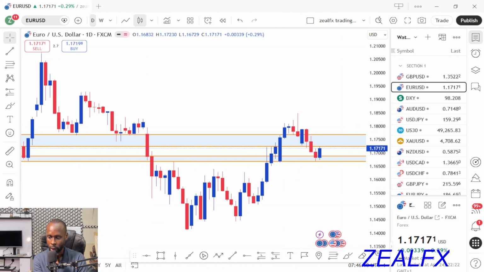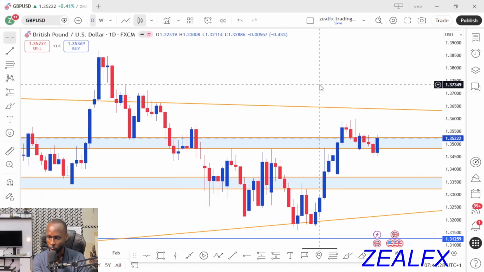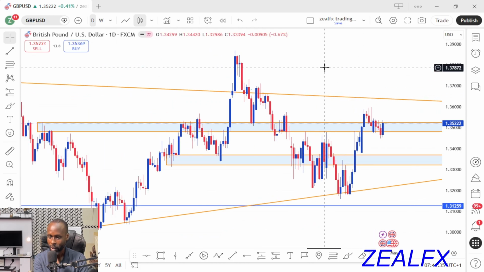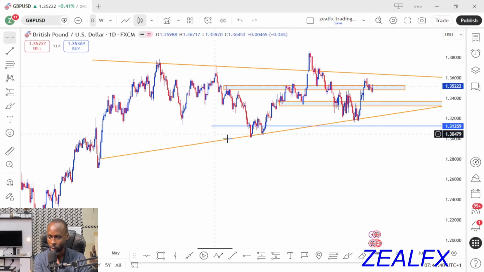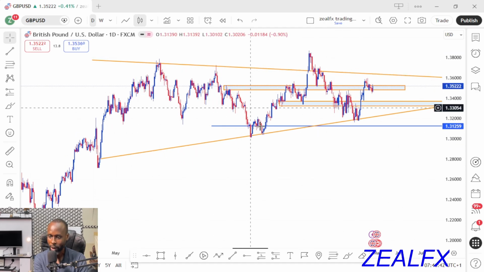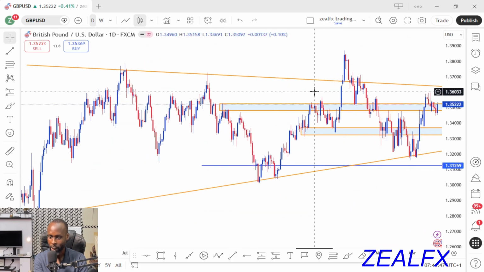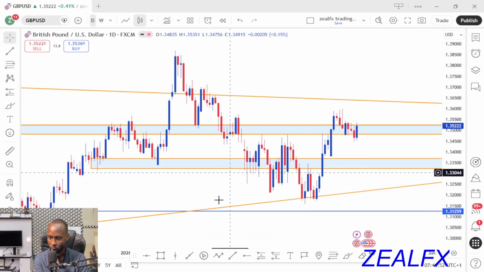So let's start our analysis with the Pound USD. On my Pound USD daily chart, we can clearly see that price still remains in a range. So as long as price remains in the range on this Pound USD, we have to look at the inner structure of the market to trade. So what is the inner structure of the Pound USD for this week?